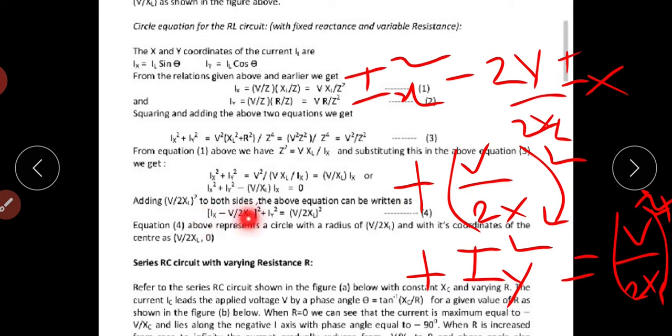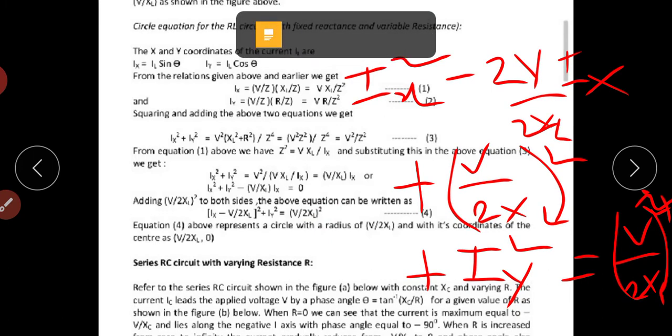So here x is Ix and y is Iy, and r is V by 2XL. So x minus x1, the x component value, equals V by 2XL, plus y minus y1, so Iy minus 0 whole square, since the y component value equals 0. So it equals r square, where r equals V by 2XL. So the circle center equals (V by 2XL, 0) and the circle radius equals V by 2XL.